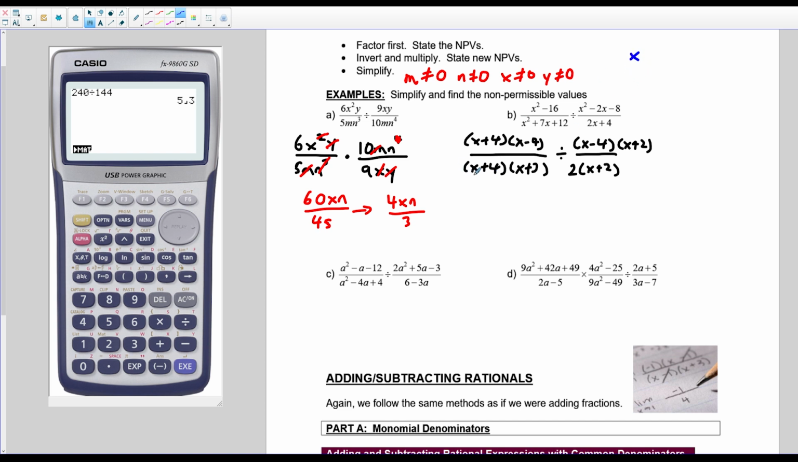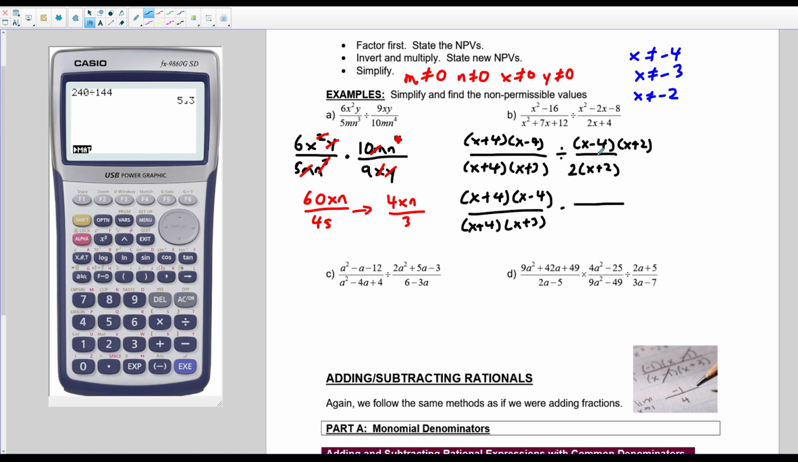From the first factor, x plus 4, x cannot equal -4. From my second factor, x cannot equal -3. And from the x plus 2, x cannot equal -2. Once we're here, we can start to flip our second fraction. I'm just going to keep everything in our first fraction exactly the same, so we're not getting rid of any common factors just yet.